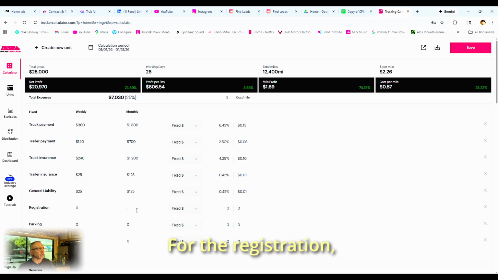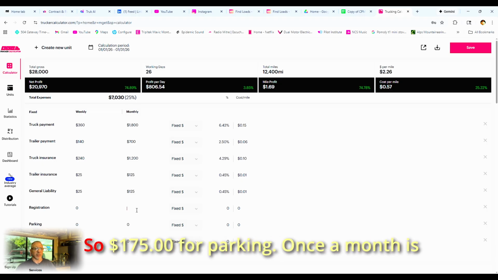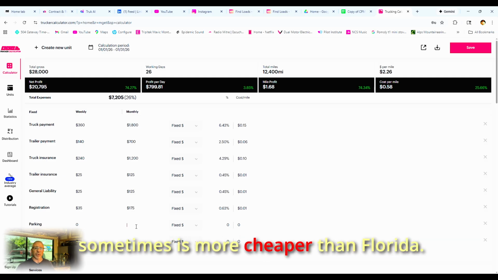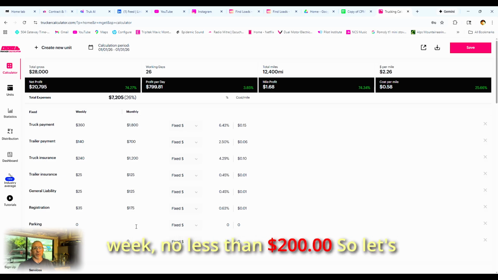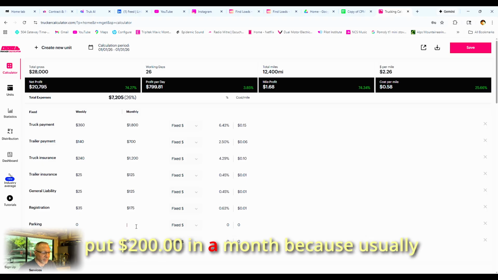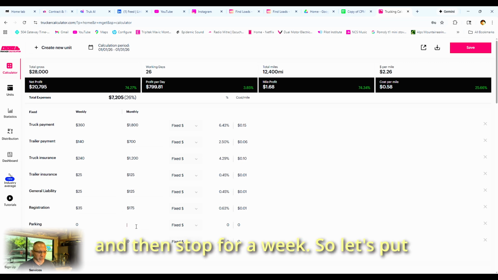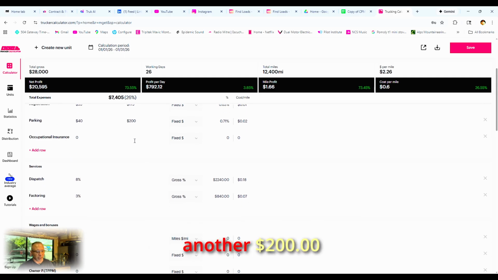For the registration, a month, just to calculate, it's gonna be the same, between $150 to $250, so $175. For parking, once a month, it depends on the state where you are located. Illinois sometimes is cheaper than Florida. Here in Florida, for a week, no less than 200. So let's put 200 in a month, because usually truck drivers are over the road for 4 weeks, and then stop for a week. So let's put 200. Occupational insurance, another 200.